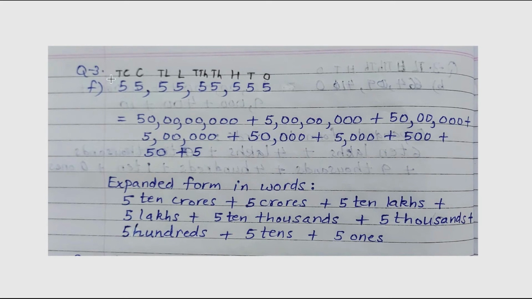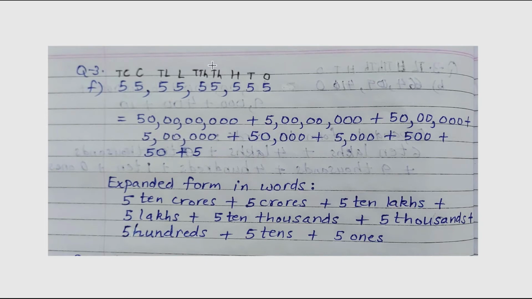have 5 10 crores, that is 50 crore. And remember, when we say 10 crores, then 8 zeros will be there. So 50 crore, 5 followed by 8 zeros. Then add 5 crores, so over here 5 crore, 5 followed by 7 zeros. Then add 5 10 lakhs, that is 50 lakh. So 5 followed by 6 zeros. Then add 5 lakhs, 5 followed by 5 zeros.